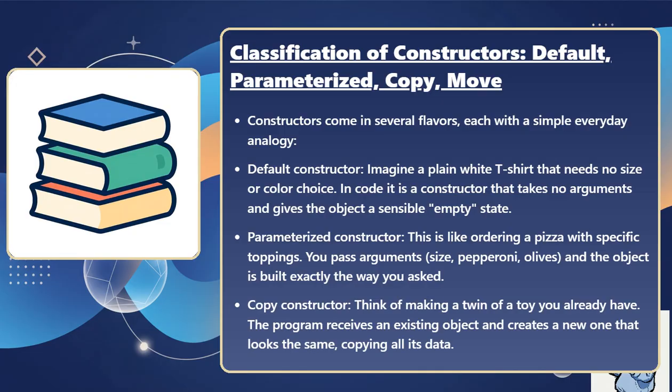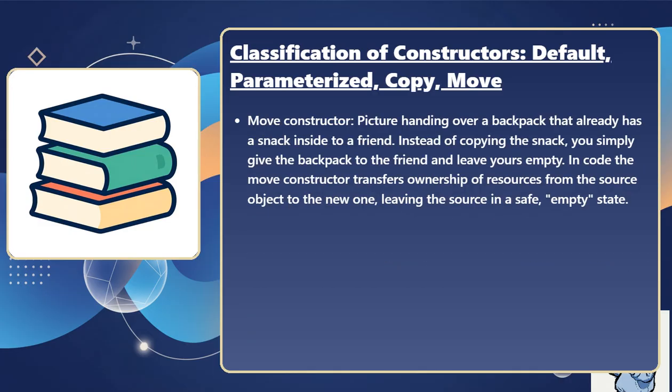Copy constructor: think of making a twin of a toy you already have. The program receives an existing object and creates a new one that looks the same, copying all its data. Move constructor: picture handing over a backpack that already has a snack inside to a friend. Instead of copying the snack, you simply give the backpack to the friend and leave yours empty. In code, the move constructor transfers ownership of resources from the source object to the new one, leaving the source in a safe, empty state.